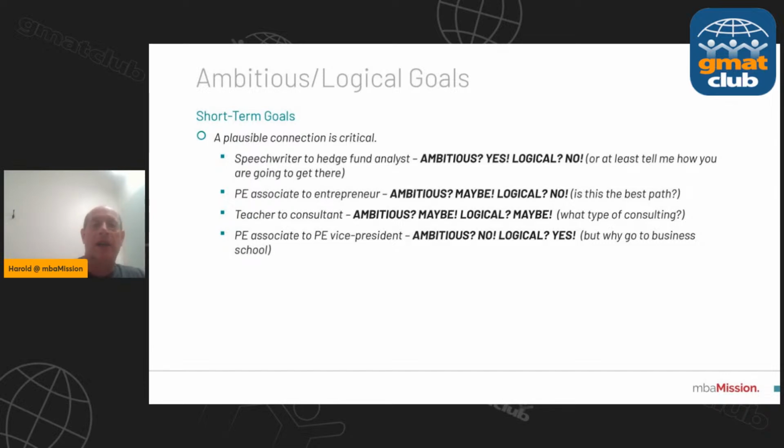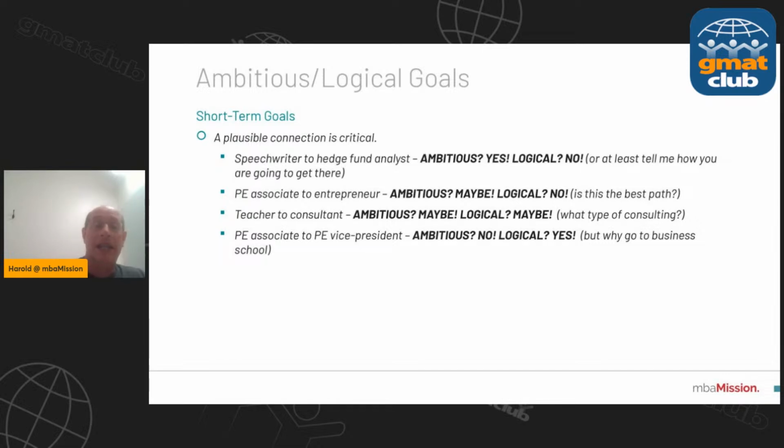Speechwriter to a hedge fund analyst. Is it ambitious? Yes. I mean, a lot of people want to work for hedge funds. The reality is that's something that's very exciting, makes you a lot of money. But is it logical? And the answer is no. I really don't know how one goes from being a speechwriter, no analytical abilities, no experience in business, not really doing anything that even remotely close to what a hedge fund does. So doesn't seem to be a logical step, or at least you have to explain to the admissions committee why that is a logical step.